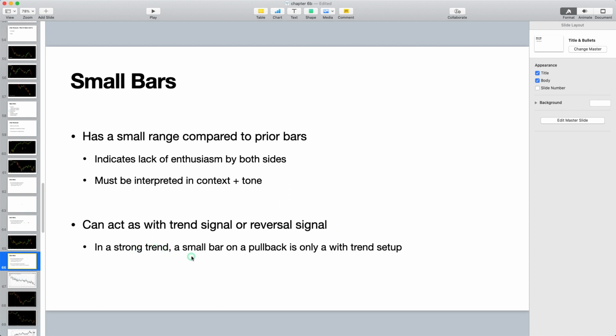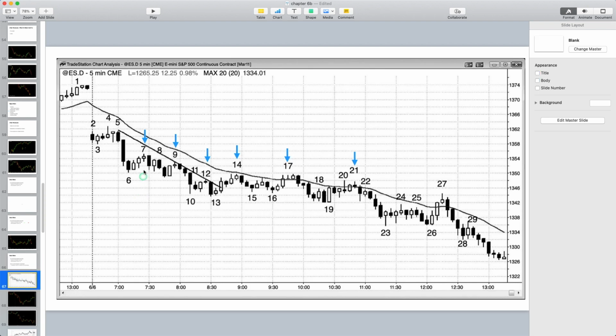In a strong trend, a small bar on a pullback is only a with-trend setup. It can indicate signs of weakening pressure and that the pullback may be ending. So here, the bar numbered bar 7 is a smaller bar with a smaller body. But what's the context? That small bar and small body is showing us signs of a balance of power. But what's the context? We have a 3-bar bear breakout, which is a bear spike, which is probably going to lead to a second leg down and possibly a bear channel.